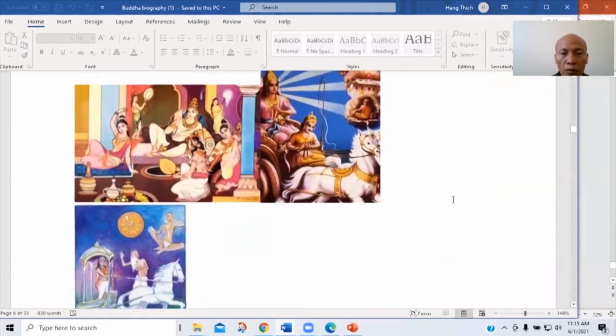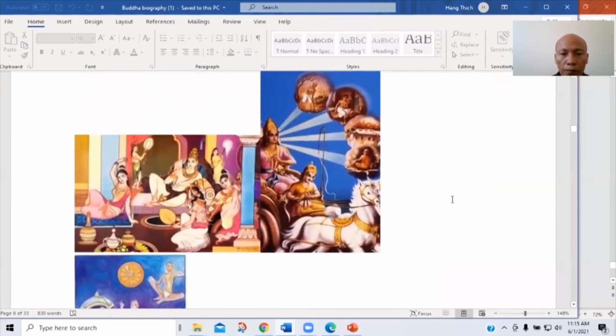But somehow later on, at the age of 19, he got married, and he requested his father's permission to go out to visit the city. When he went out to visit the city, he saw the four sights. The first was a sick person, the second an old man, the third a dead person. But the last one he saw was a Hindu monk.